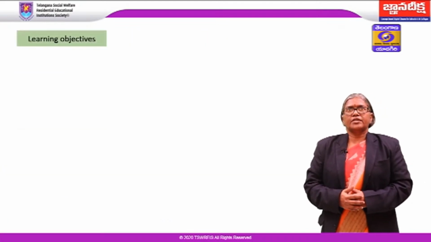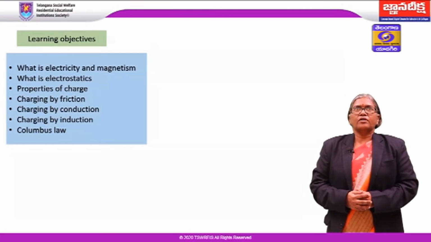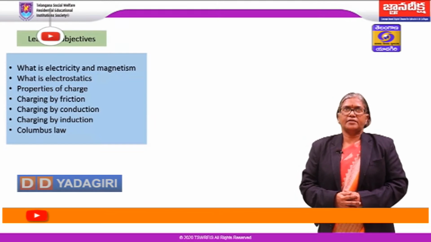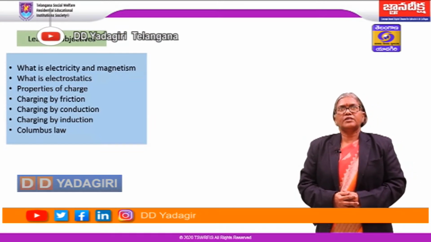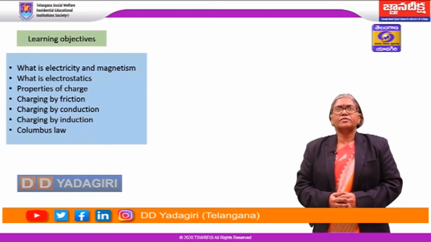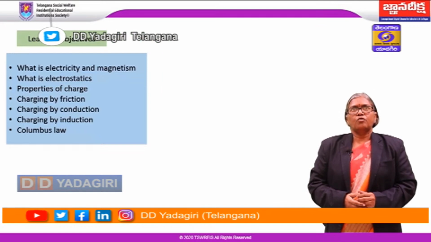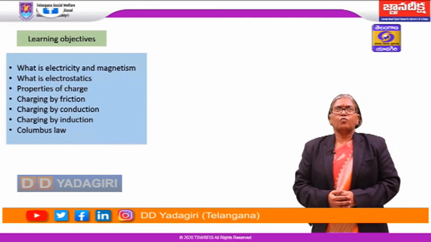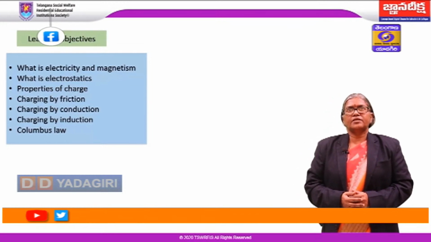So the learning objectives: students, in this session you will learn about one of the fascinating branches of physics, that is electricity and magnetism. In this branch we learn about the effects produced by charges at rest, in electrostatics. We understand the properties exhibited by the charges. We also know the methods by which we can charge an object.